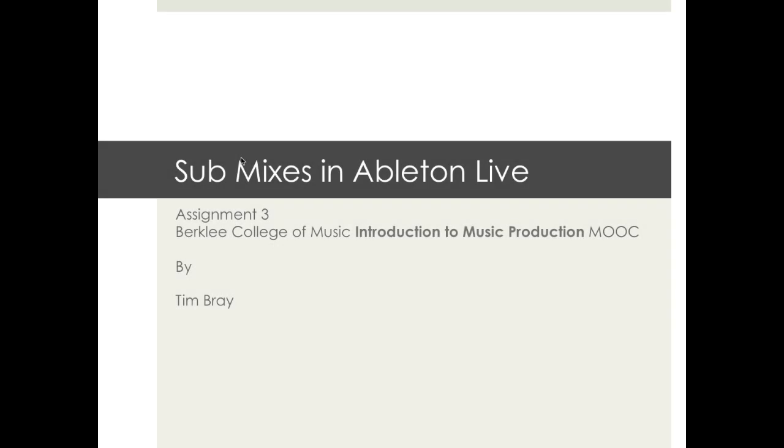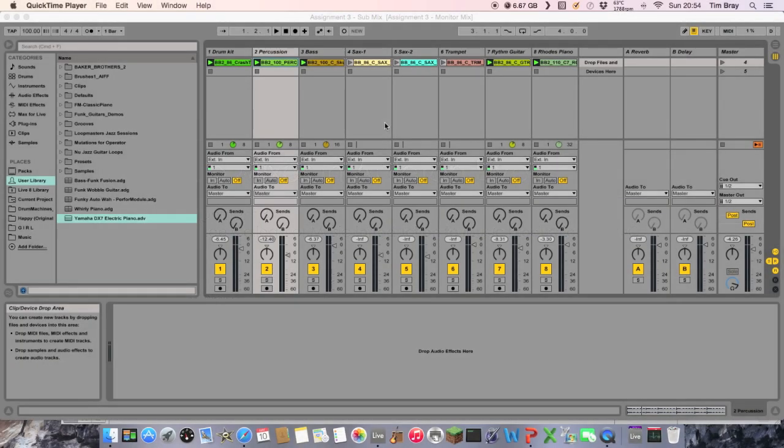I'm going to talk a bit about how to set up submixes in Ableton Live. Now, I've already created a live set, as I've taken a bunch of pre-recorded loops from a commercial live pack just to get the structure of the band.